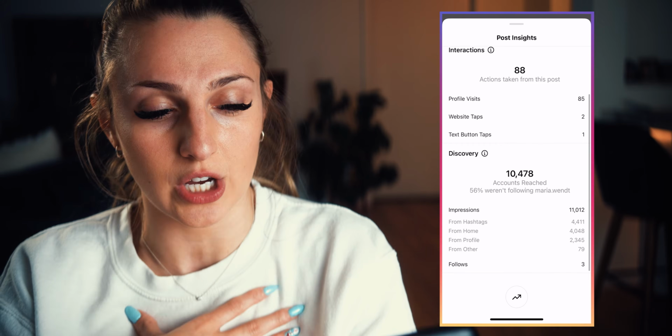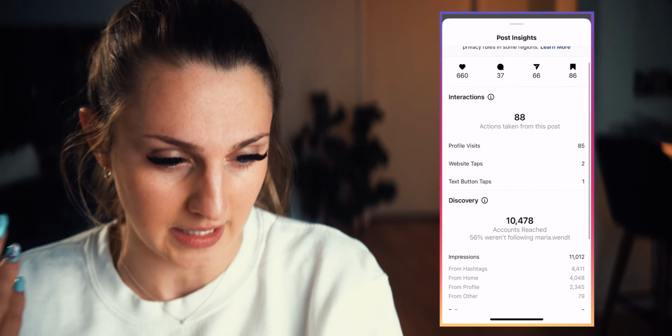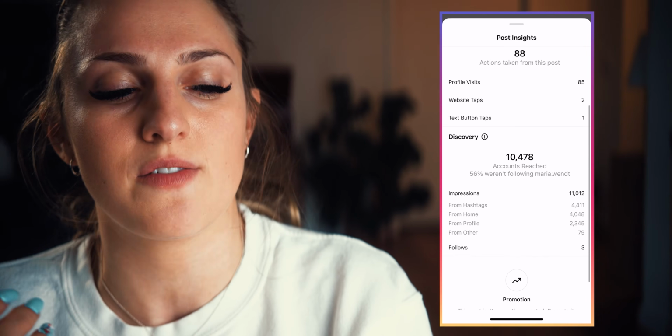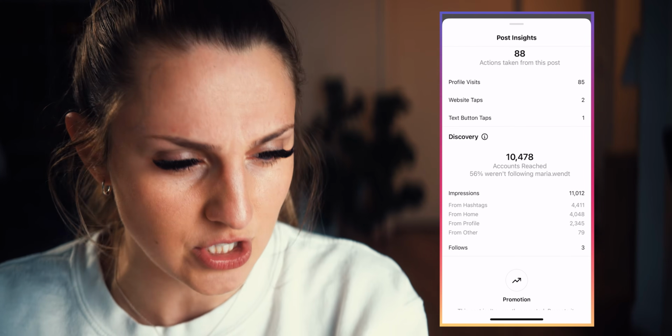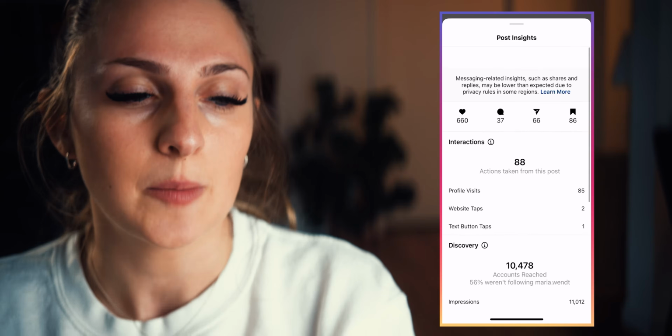And I really feel good about this post, not only because I liked what it said, but I also really appreciated the fact that it was so shareable. It got a lot of traction. And you can see it also did well with hashtags. But what I really liked about it is that so many people were sharing it to their story, more people who weren't following me saw it. So I really liked that one for that reason.